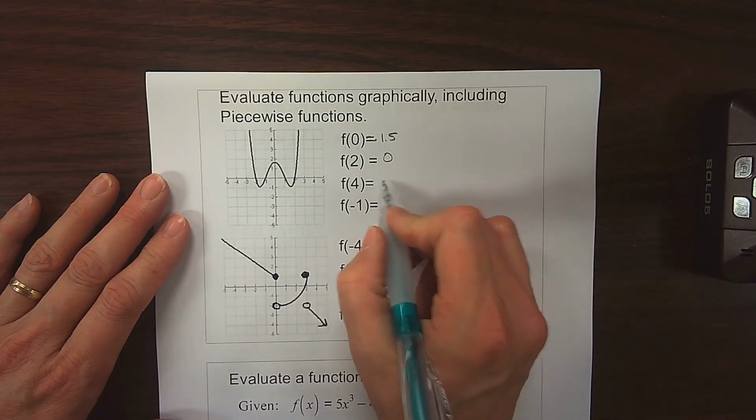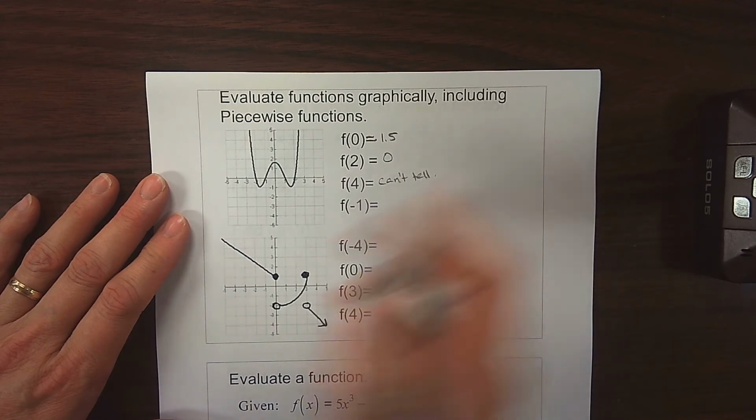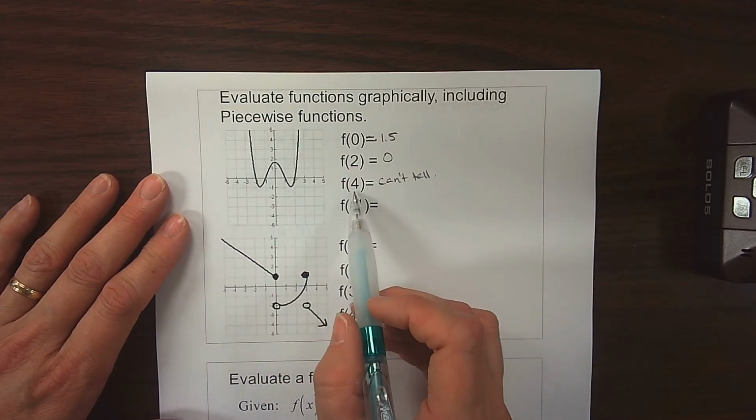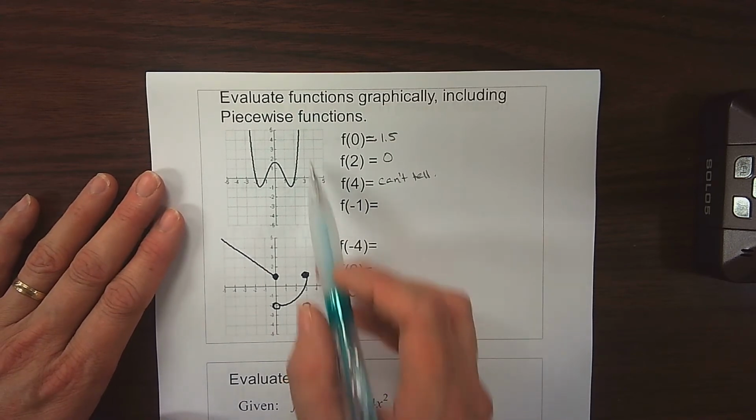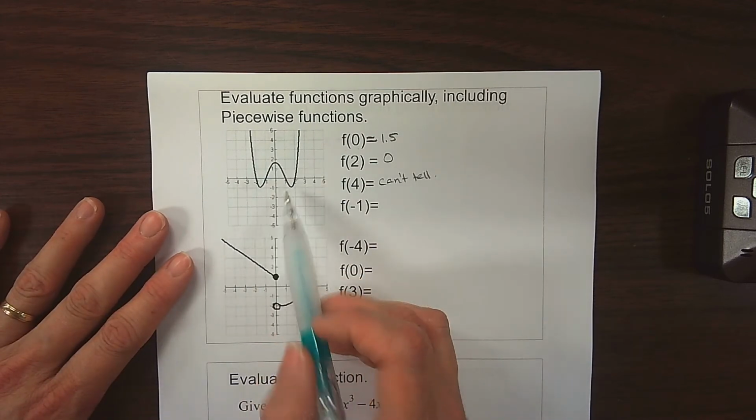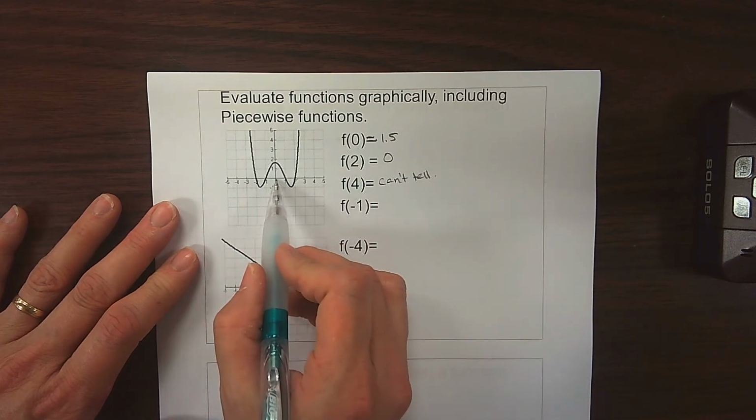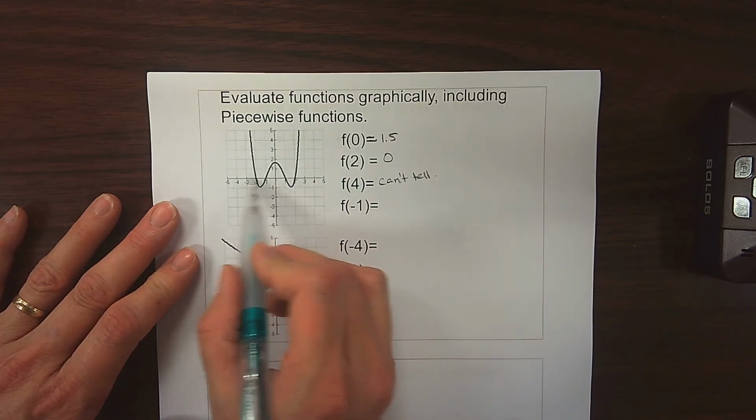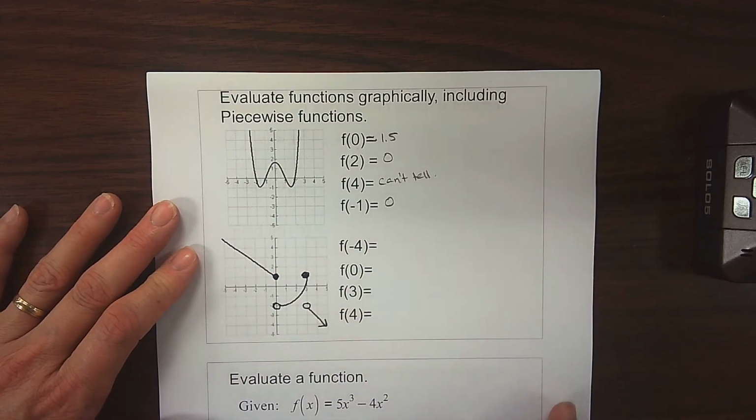F of 4, I'm going to write that we can't tell. We can't tell from this particular graph. We do know that it's defined, and if we had the equation for the function, we would be able to input a value of 4 and find that output, or we would need to see a larger piece of the graph. How about f of -1? When our input is -1, I'm back here again on the x-axis, so once again the y value, or the output, is 0.